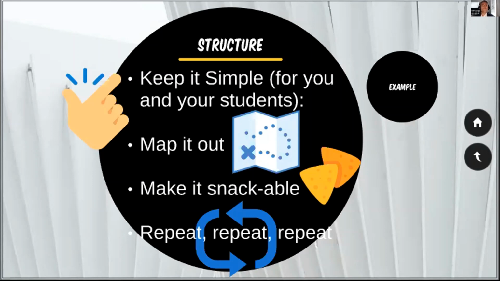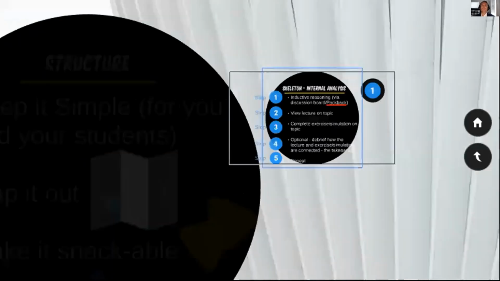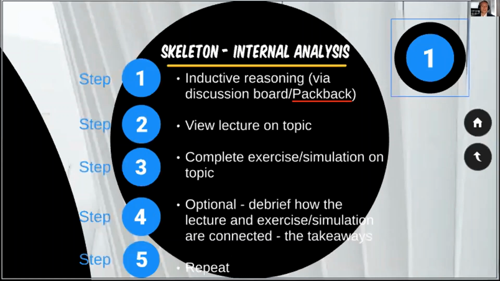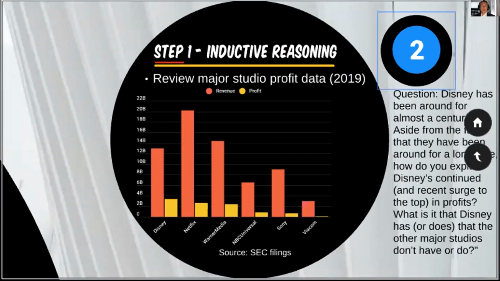Okay, now let's do a deep dive on internal analysis itself. So how to do this asynchronously through 5 easy steps. So in step one, in this example, students are asked to review the profit data that you see below of major studios in 2019 via the discussion board. Again, this is learning that is happening outside of class time.